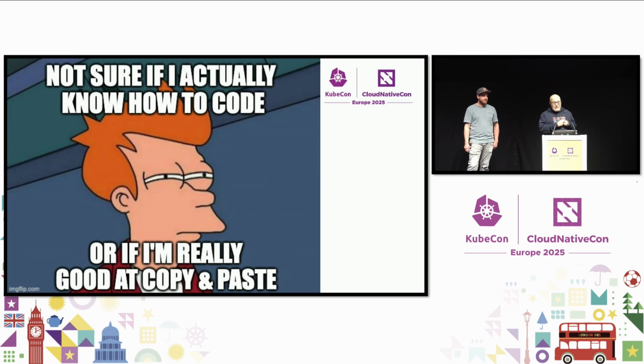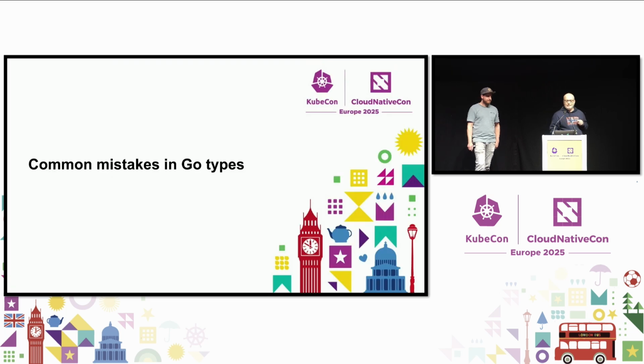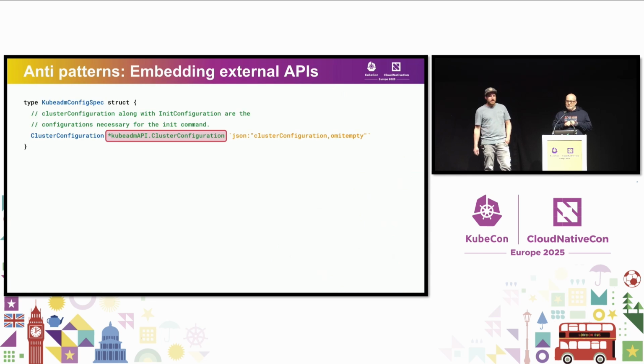So let's start looking at what mistakes could happen by going through some of the lessons learned in the last few years. First we're going to dig into some Go examples where we could make mistakes. I'd like to show first three anti-patterns we identified. The first one is embedding external APIs.